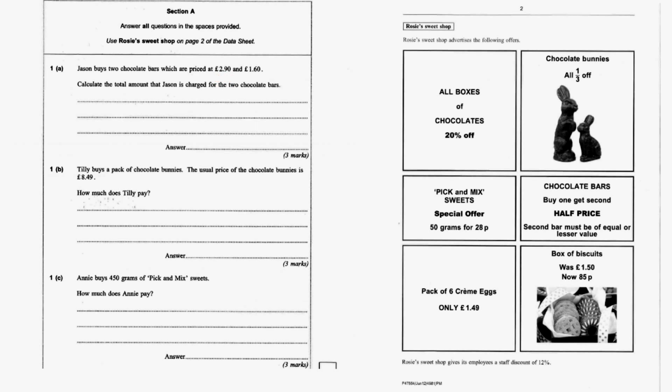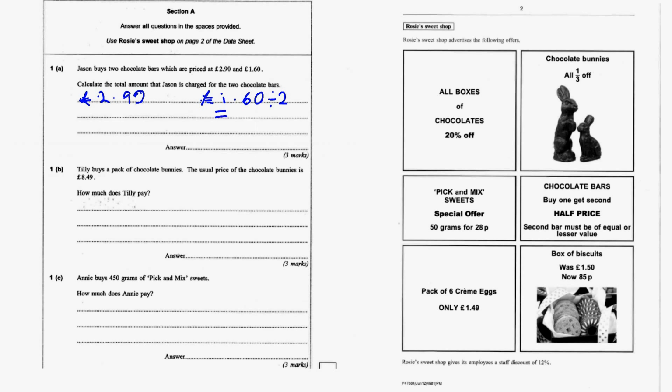Okay, so he's bought a chocolate bar for $2.90. Let's write that down. So £2.90. Okay, and he's bought another bar at $1.60. Now looking at our data for the chocolate bars, it says the second one, which has to be less price or the same price as the first one, is at half price. So what I have to do, I have to do £1.60 divided by 2. I'm dividing by 2 because it's half price.